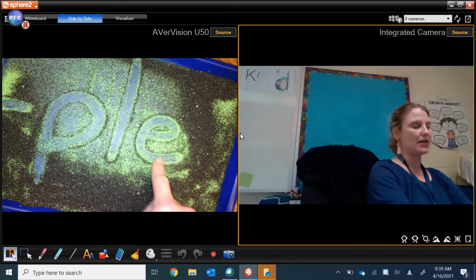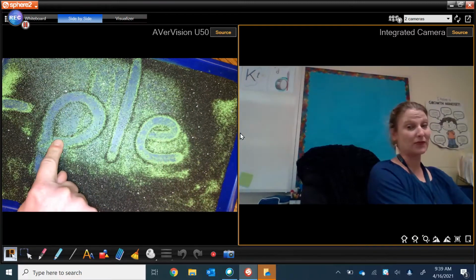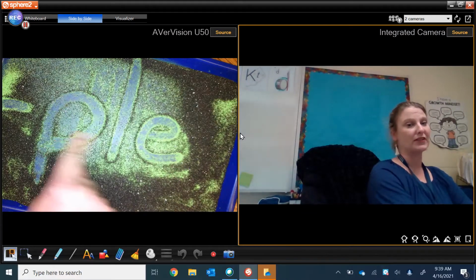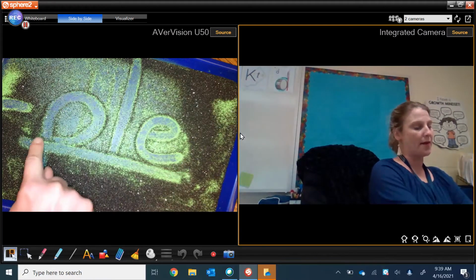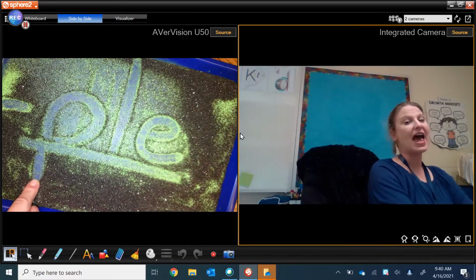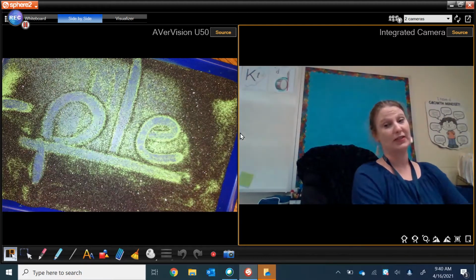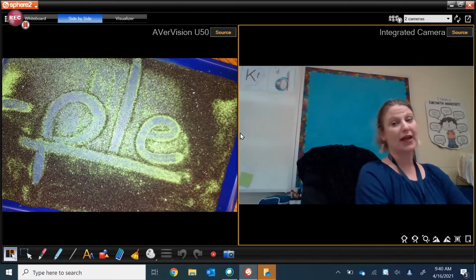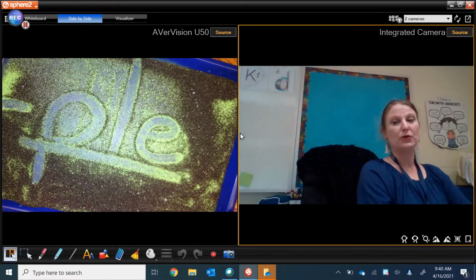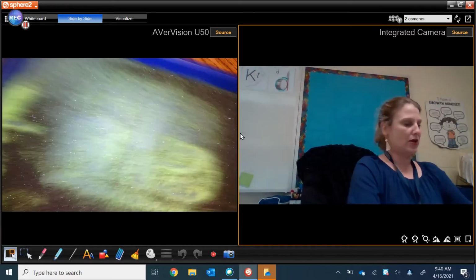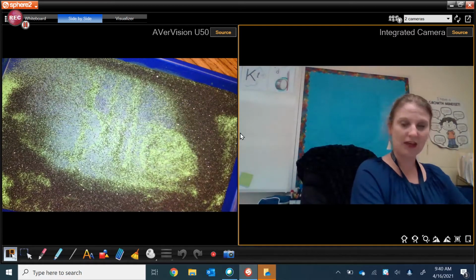Notice my E and the circle of the P are the same size, because my lowercase p has to hang down beneath the rest of the letters. If the lowercase p doesn't hang down, then it's not lowercase, it's capital. And we can't have a capital letter in the middle of the word. Pull. P-L-E. Here we go. Shake, shake, shake.